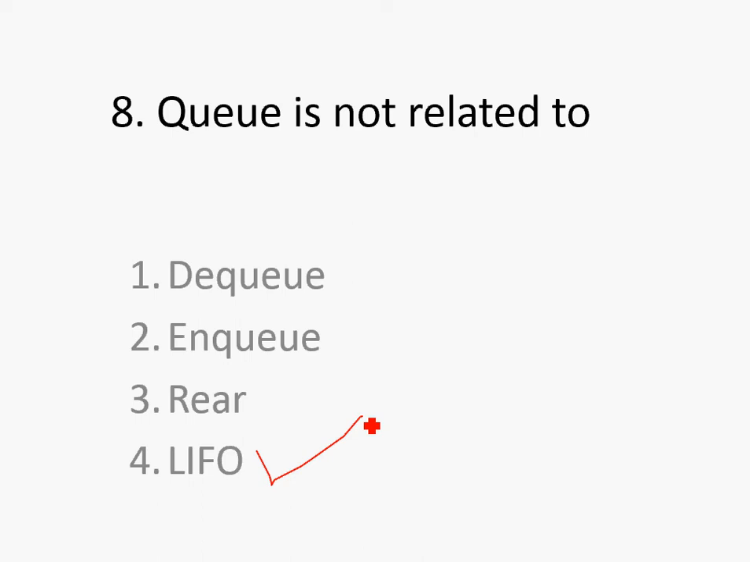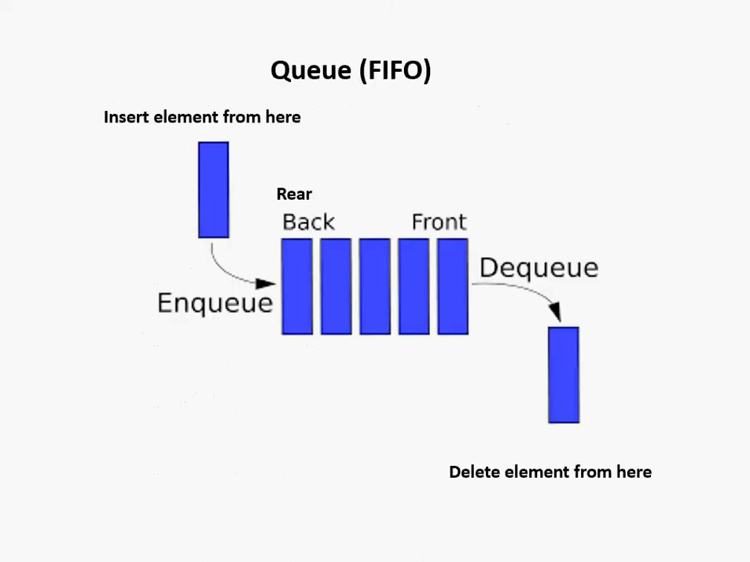Let's see some explanation for it. Here we design a queue. This is front, this is back. Back is also called rear. In back there is enqueue. Enqueue means insert element from here, and in dequeue, which is in front, we can delete element from here.